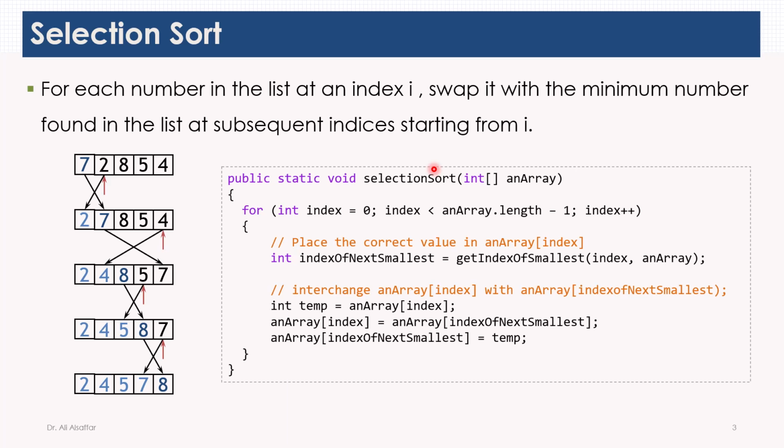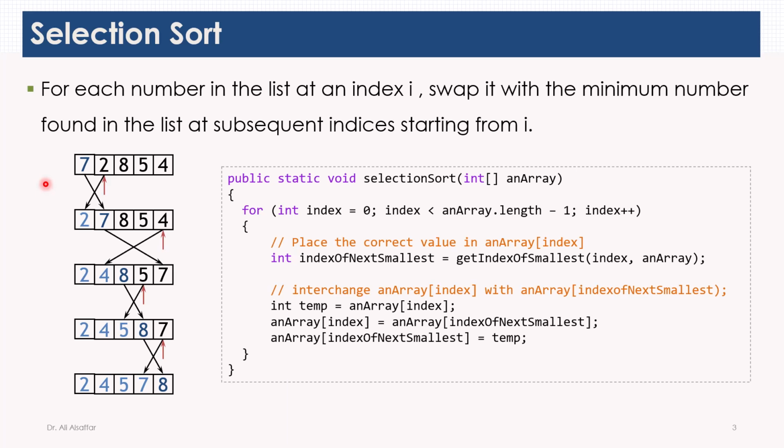To understand exactly what this method, getIndexOfSmallest, is returning, we will apply it on our example. Notice here, it is not getting the smallest integer. It is getting the place of the smallest integer, which is the index. So let us see what is the return value for this method when we apply it on our example.